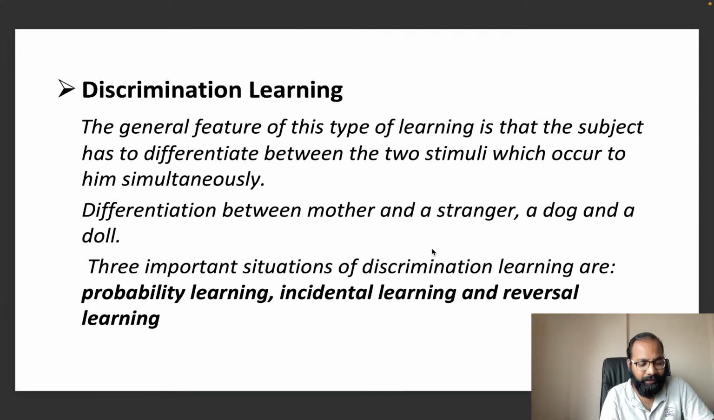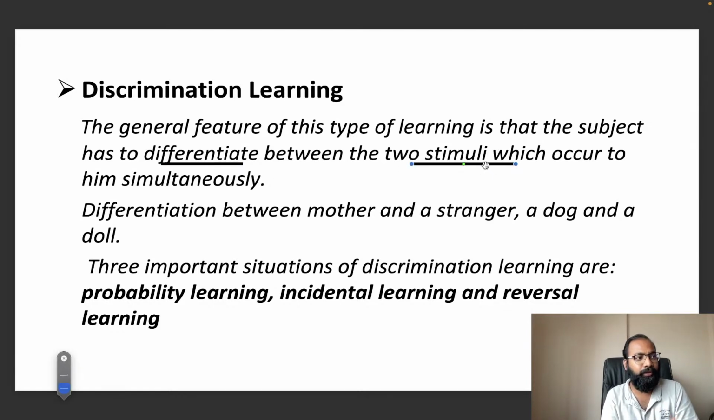Coming to discrimination learning, what is it? It is learning by making the difference. Usually we look at the comparisons or differences between two situations, and by looking at those differences, we learn the concepts. The general feature of this type of learning is differentiating between two stimuli, meaning two situations or two activities.